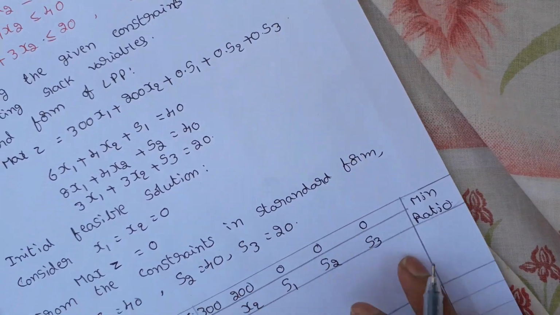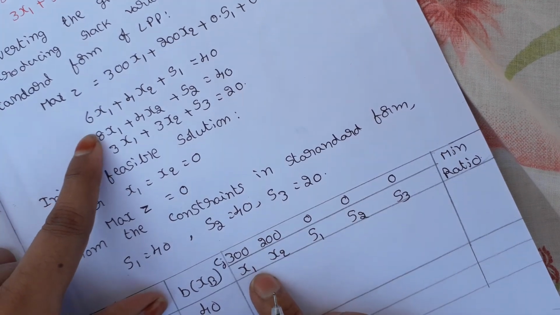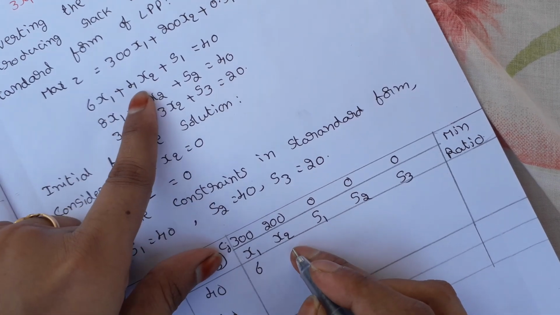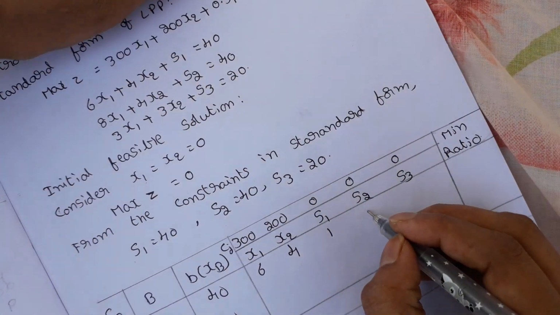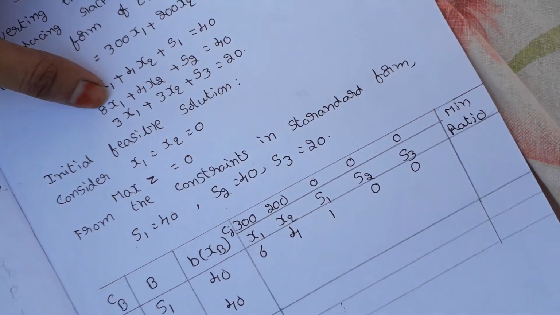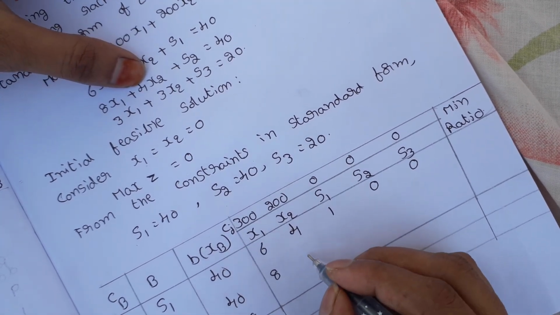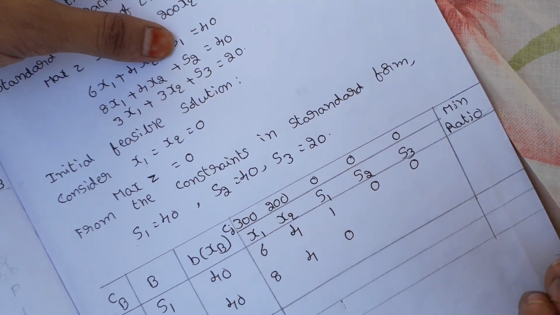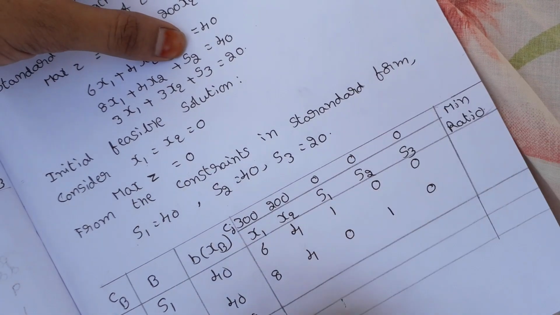Now what are the coefficients of these variables in the given constraints? In the standard form, the x1 coefficient is 6, so we write 6. The x2 coefficient is 4. The s1 coefficient is 1, s2 coefficient 0, s3 coefficient again 0. Now the second constraint: x1 coefficient is 8, x2 coefficient is 4, s1 not present. The variables that are not present take coefficient 0. s2 is present, so its coefficient is 1. s3 is not present, so it becomes 0.